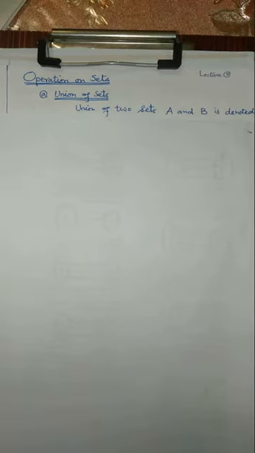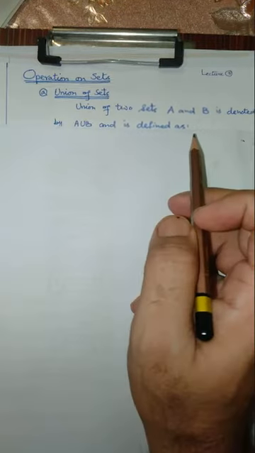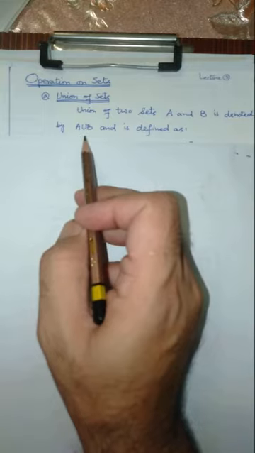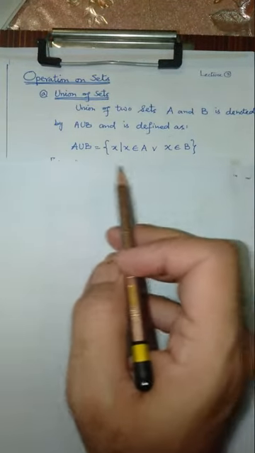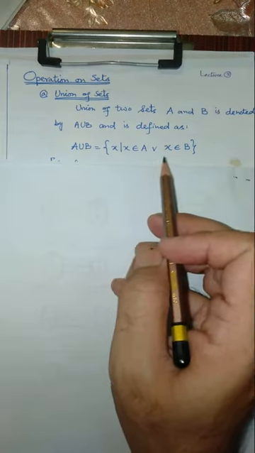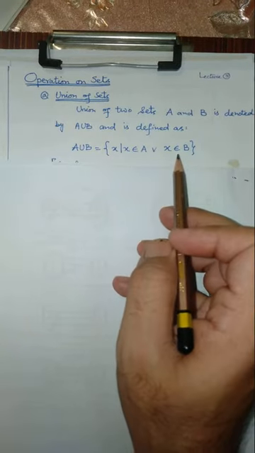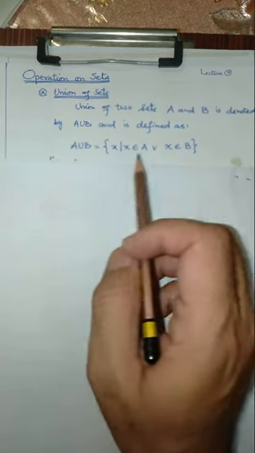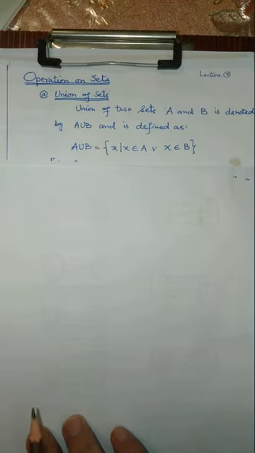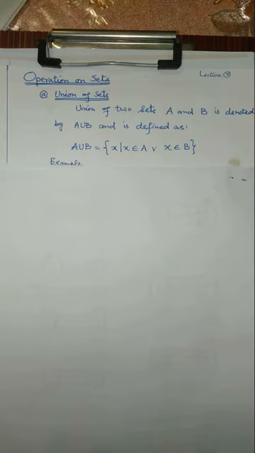Now moving on to operations on sets. The first term is union of sets. How can we find the union of sets? Union of two sets A and B is denoted by A union B. Union is always represented by the symbol U, and it is defined as A union B is equal to X such that X belongs to A or X belongs to B. This is the mathematical definition of union of two sets.